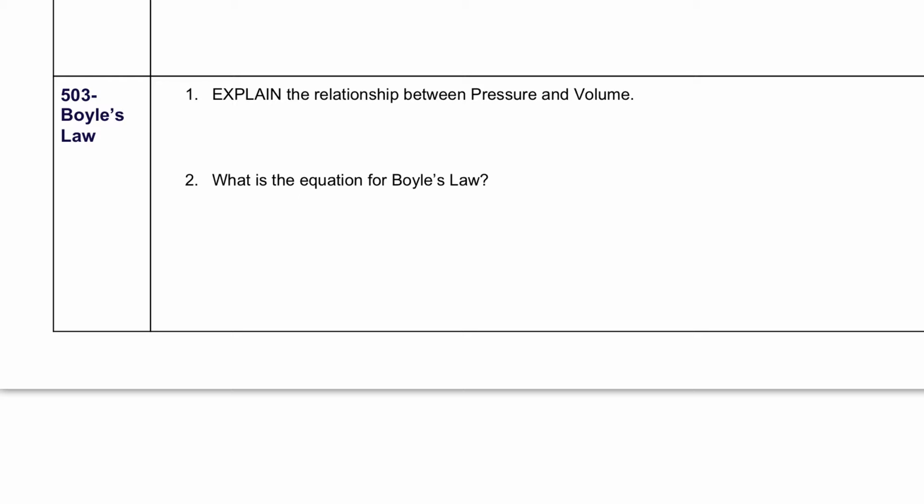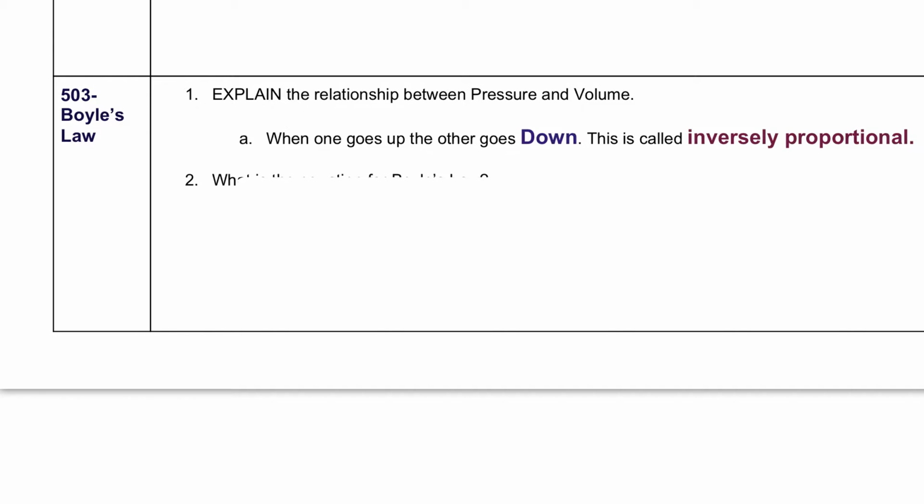The next question is about Boyle's law. Explain the relationship between pressure and volume. When one goes up, the other goes down. This is called inversely proportional.